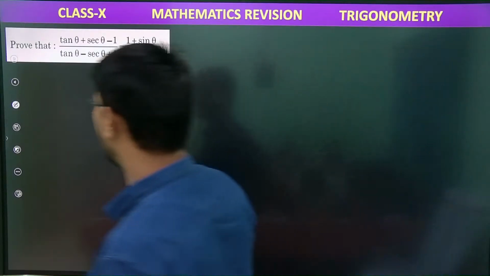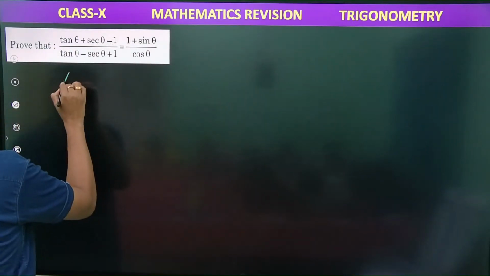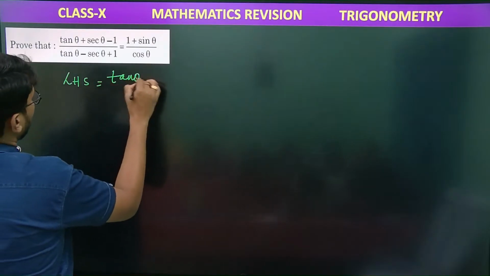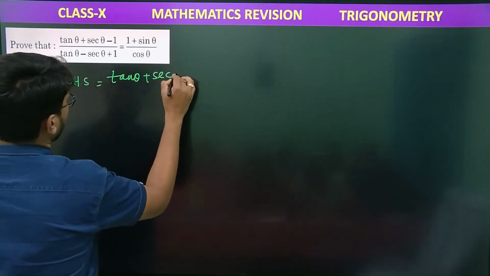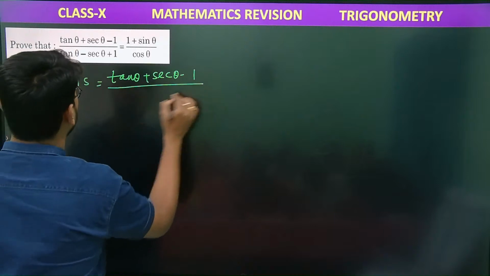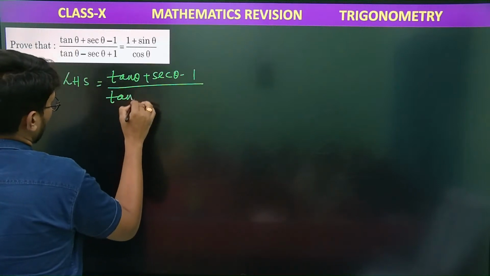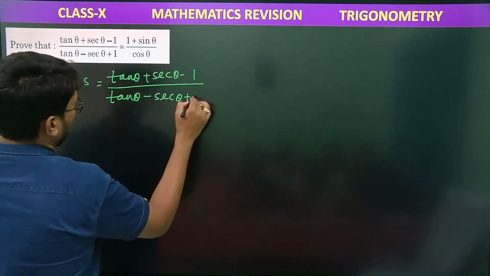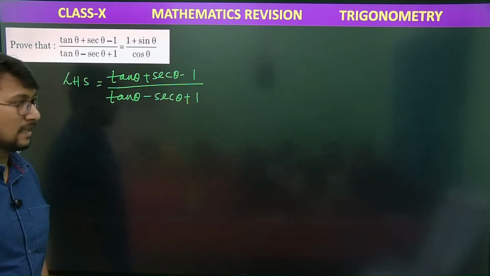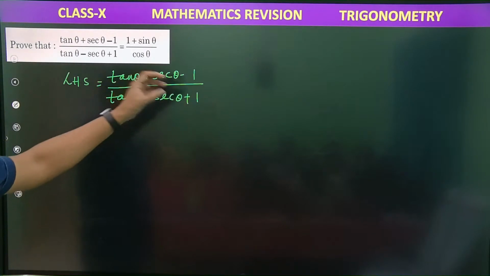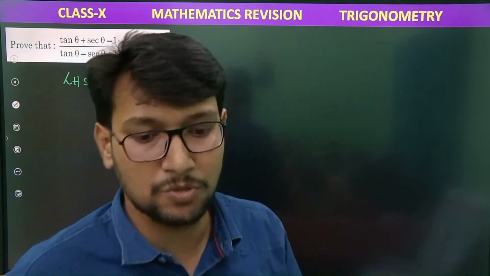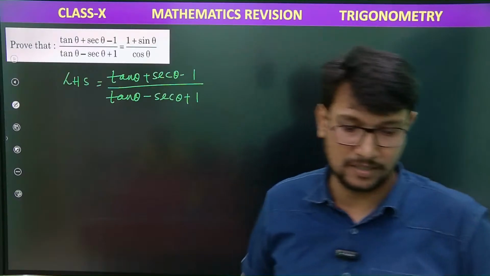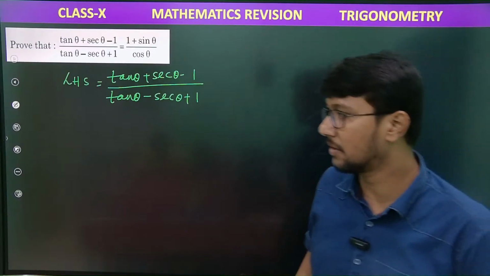Take LHS. Write LHS immediately, everyone. LHS: tan theta plus sec theta minus 1. Do not omit a single step while solving. Read the question carefully, then start solving. As I said, you write the question, LHS and RHS. In place of 1, use the identity, which one? Sec square theta minus tan square theta.